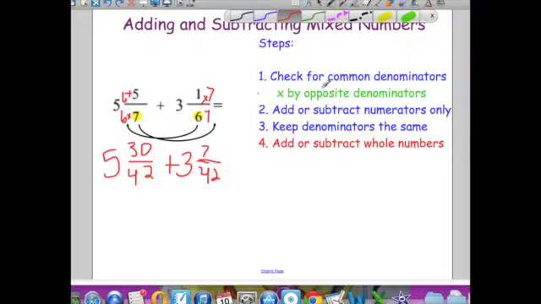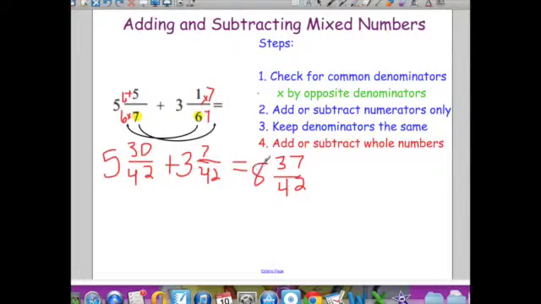Next step, add or subtract numerators only, keep the denominators the same. So let's look at that. We've got 30 plus 7, we know is 37. Keep our denominator the same, 42. And we have 5 plus 3 is 8. So adding the whole numbers, 8 and 37/42.